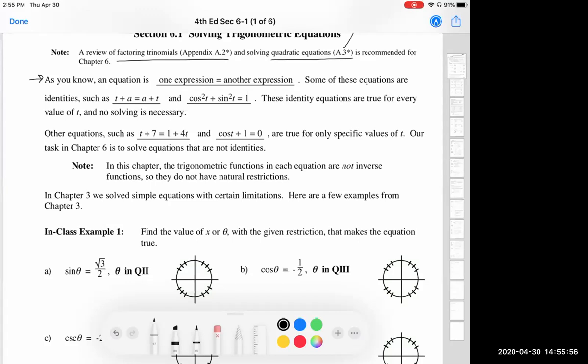Other equations, such as t plus 7 equals 1 plus 4t, and cosine t plus 1 equals 0, are true for only specific values of t. Our task in chapter 6 is to solve equations that are not identities. In this chapter, the trigonometric functions in each equation are not inverse functions, so they do not have a natural restriction. In chapter 3, we solve simple equations with certain limitations. Here are a few examples of chapter 3.